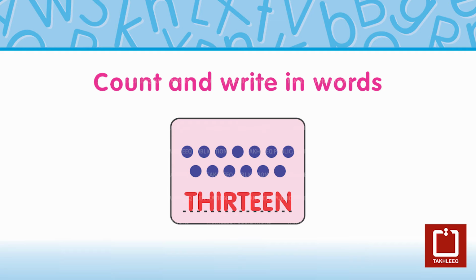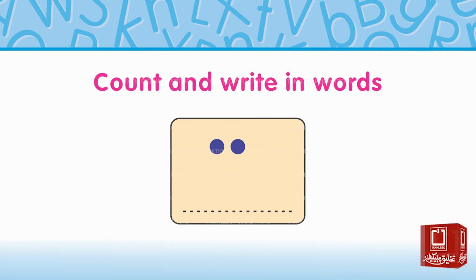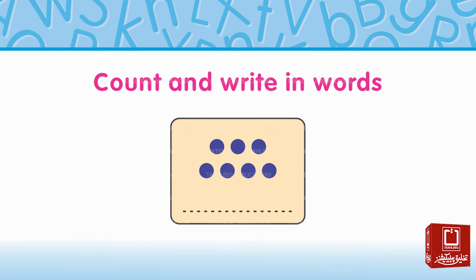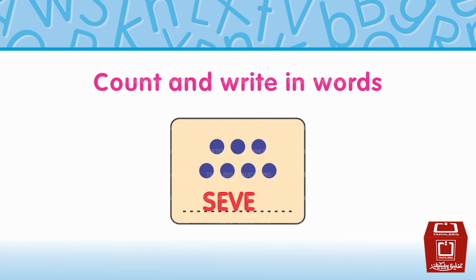1, 2, 3, 4, 5, 6, 7. Here are 7 dots. The spellings of 7 are S, E, V, E, N. So we write here S, E, V, E, N.